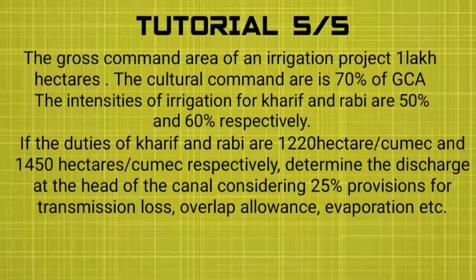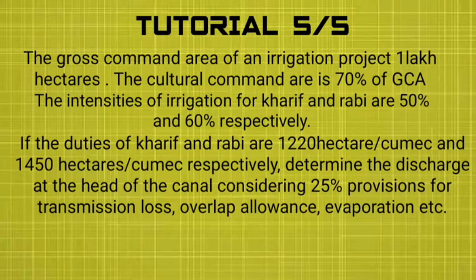So you are supposed to find the required discharge at the head of the canal. For this, the first step will be to find the culturable command area. We have the gross command area of the irrigation project of 1 lakh hectares, and the culturable command area is 70% of the gross command area, right? So you can have 1 lakh into 70 divided by 100, and you will get your culturable command area in terms of hectares. Then to find the Kharif crop, first you have to find the area for Kharif.